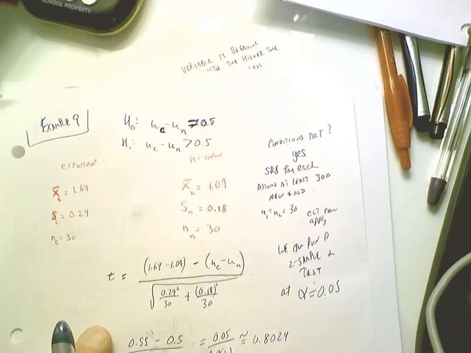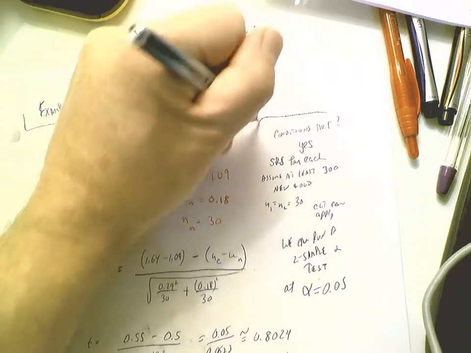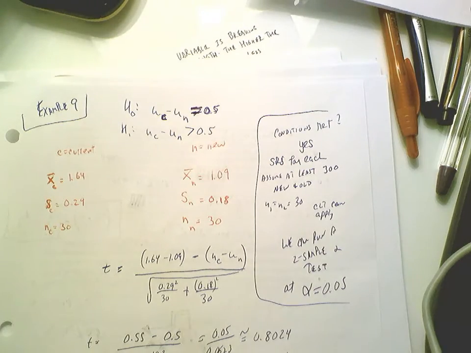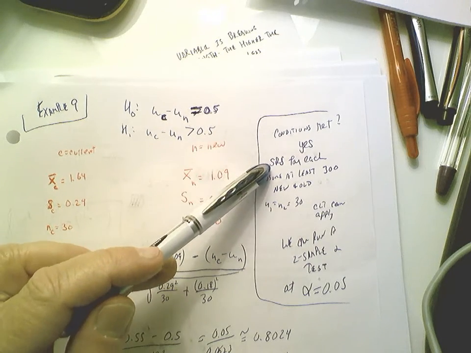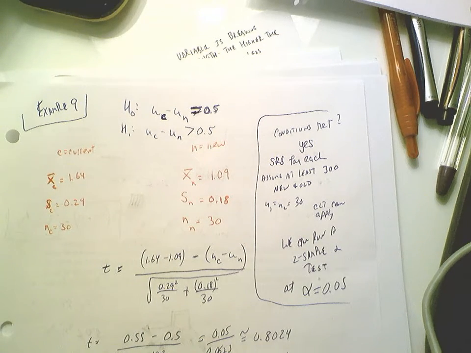I'll start on the right. Are all our conditions at least met so that we can run this two-sample t-test? And we'll find out that the answer is yes. Number one, we had an SRS for each of the current and new model toilets. We can assume also that there are at least 300 toilets of both model types that could have been picked from. And lastly, we had a sample size in both cases, N1 and N2, of 30, which allows our central limit theorem to apply. We therefore have all the conditions to go ahead and do a two-sample t-test.